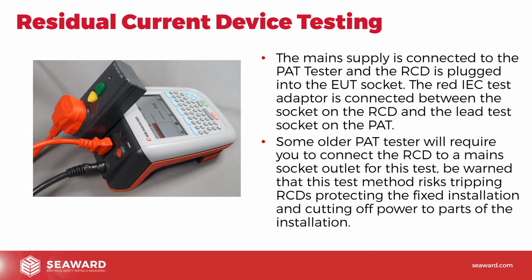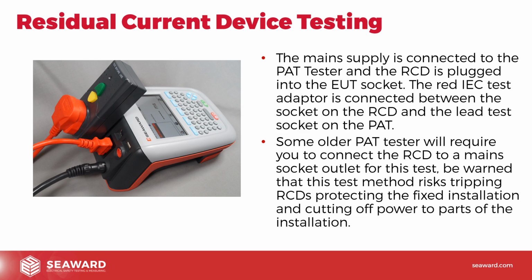Now, some older PAT testers will require you to connect the RCD to a main socket outlet. So you're not connecting it to the outlet on the PAT tester, you're plugging it into a socket on the wall. Now, be warned that this method risks tripping RCDs protecting the fixed installation and cutting off power to parts of the installation. So a lot of PAT testers have come unstuck testing RCDs where they plug the RCD into the wall, they plug the PAT tester in, they press test, and all the lights go out. We've tripped off part of the building. You've got angry customers, potential danger there. You know, it's been plunged into darkness. People have lost their data on the computers, all sorts of things.